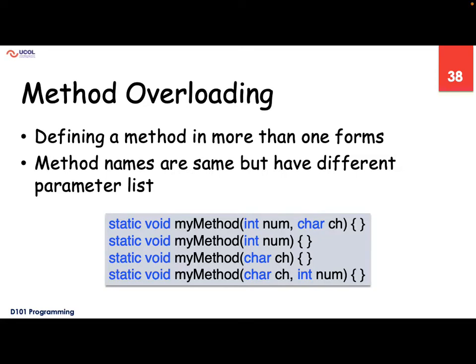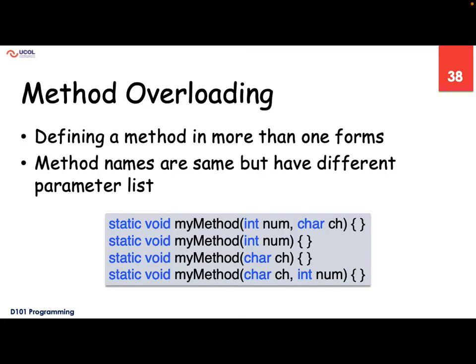So, the compiler understands, based on the parameters, the type of the parameters, or the order of the parameters, which method needs to be called. They have the same names, but which method is called? We call this method overloading, and that happens at compile time.